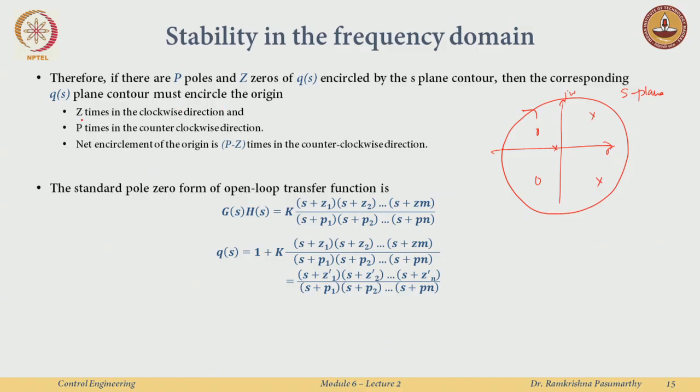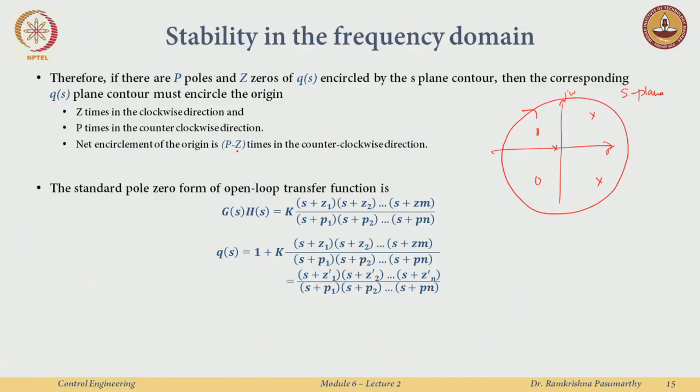Z times in the clockwise direction. In this case, it should be 2 times in the clockwise direction for the 2 zeros, p times in the counterclockwise direction for the number of poles, so 3 times in the counterclockwise direction for the 3 poles, and the net encirclement is p minus z in the counterclockwise direction. This number could be greater than 1, or even less than 1, it does not really matter, because minus 1 times counterclockwise means 1 time in the clockwise direction. So the sign will take care of itself.